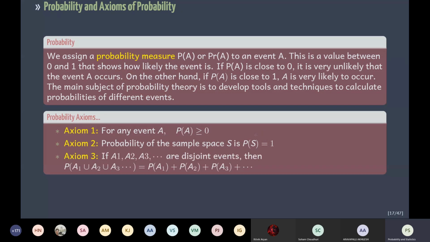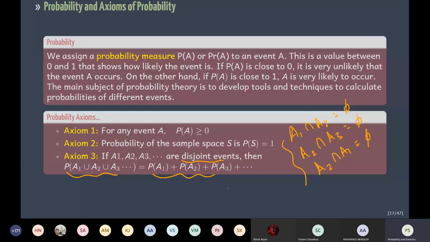And if A1, A2, A3, and so on are disjoint events, okay, so I will discuss this disjoint event. From a set theory point of view, disjoint events just means A1 intersection A2 is empty, or pairwise, A2 intersection A3 is empty, or A2 intersection A1 is empty, and so on. So these are basically disjoint events. We know that events are nothing but sets, and disjoint event means that as a set they are disjoint. Okay, so if that is the case, then the probability of the union is the sum of the probabilities.